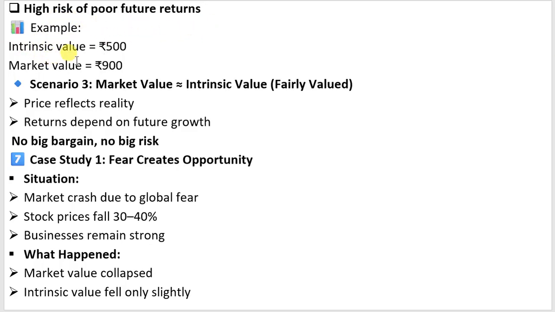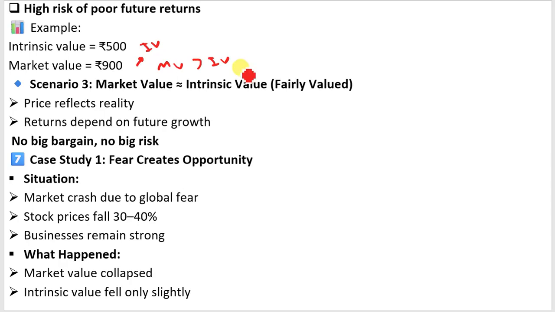For example, IV value is rupees 500 and market value is rupees 900. Here market value is greater than IV. There is a high risk of poor future returns, because market value tends to move toward IV value. Then there is a high risk that returns may be downward.